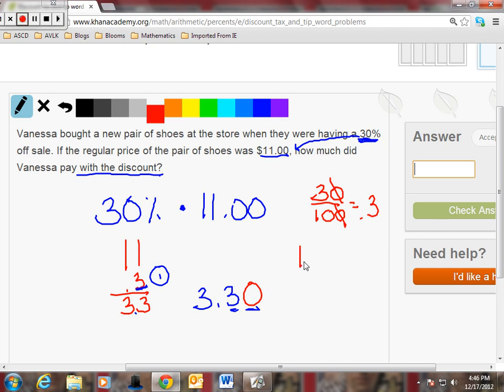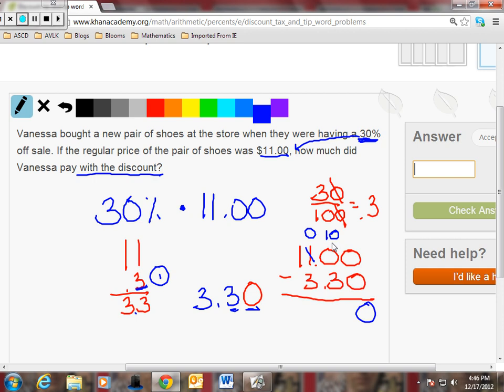So the shoes cost $11. I will now subtract $3.30. Notice I'm lining up my decimal points and then also lining up my place values. Hundredths, tenths, ones, tens, excuse me. That's 0. I cannot take 3 from 0, so I will cross this out. This becomes a 0, and this becomes a 10 because I'm borrowing 10 ones over here. This becomes 10 minus 3 is 7. Bring down my decimal point.